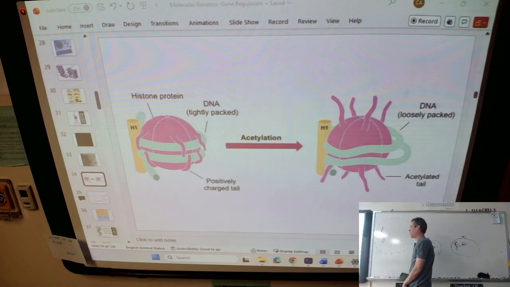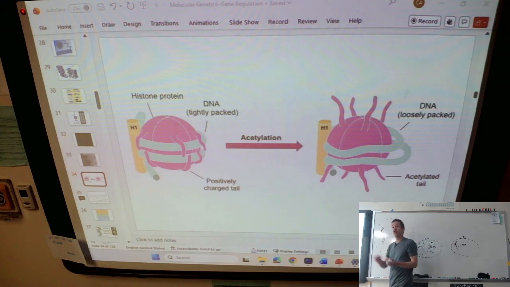And why would I do this? Like, why is this significant? Oh, I'm getting my DNA and histones to let go of each other. What am I getting ready to do? Yeah, transcription. About 3 of you said at the same time, transcription.